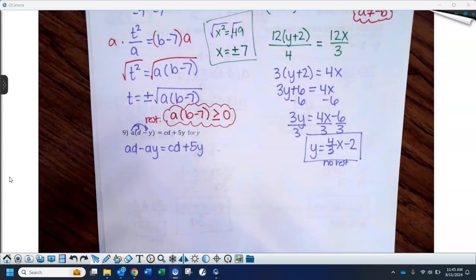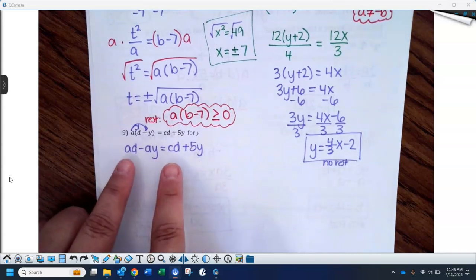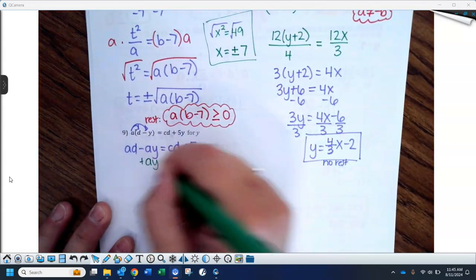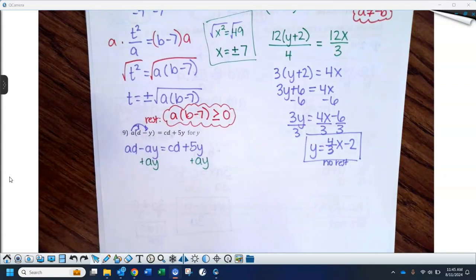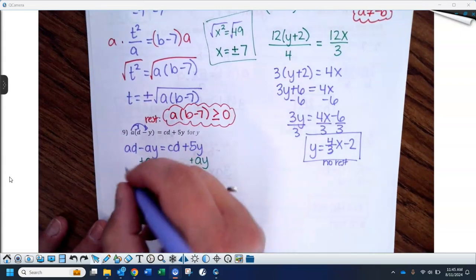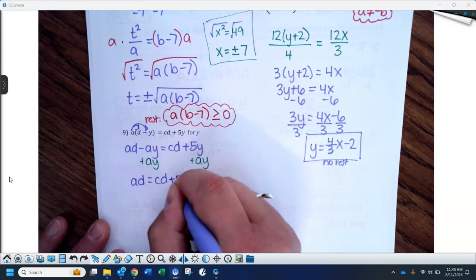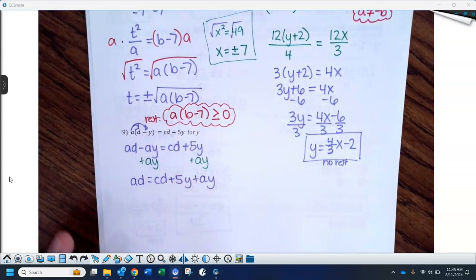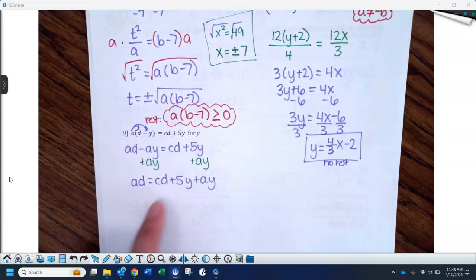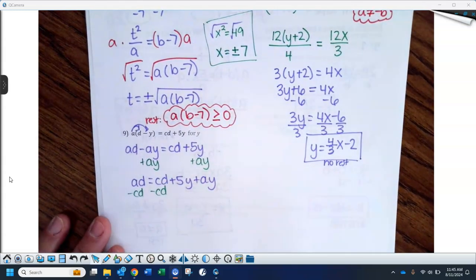Okay, once I've gotten rid of the parentheses, I'm going to get all the terms with y on one side, all the terms that don't have a y on the other side. And again, there's a couple different ways you could do this, and so our answers could look different, but they would be algebraically equivalent. So I'm just going to add the ay to the other side there. So we have AD CD plus 5y plus ay. And then I'm going to take this term that has the CD, that doesn't have a y in it, I'm going to move that to the other side. So that's positive, so we'll just subtract it to move it.